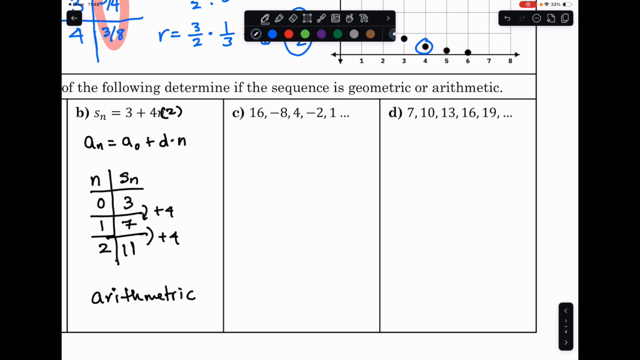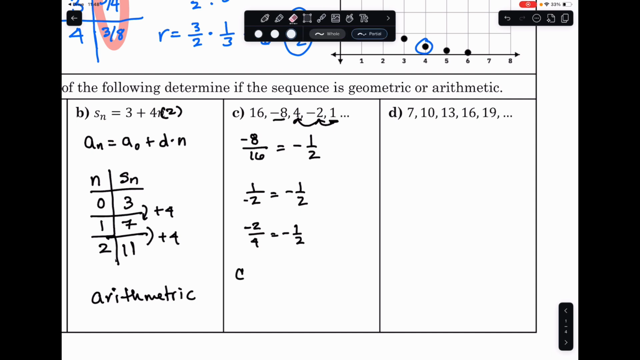So let's see. If I get this value here and I divide it by its previous one, negative 8 divided by 16, that equals the fraction negative 1 over 2. And if I get any other number, let's say 1, and I divide it by its previous one, 1 divided by negative 2, that is also equal to negative 1 over 2. And if I do negative 2 divided by 4, that also equals negative 1 over 2.